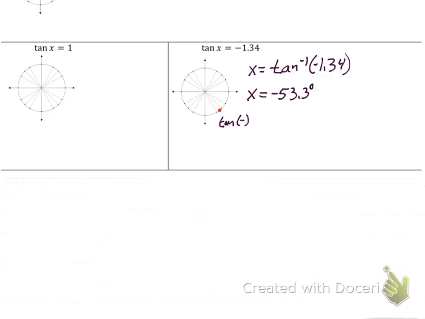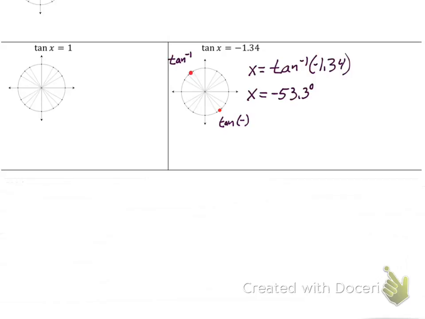Because in quadrant 4, tangent is negative. But tangent is also negative in our second quadrant. And why that's important is because that point is going to exist up here as well. If we have a negative 53.3 here, we're going to have something here as well, because our values always repeat. Remember, the unit circle always repeats itself over and over. So you just have to recognize that if it's negative, I'm going to go back up here.